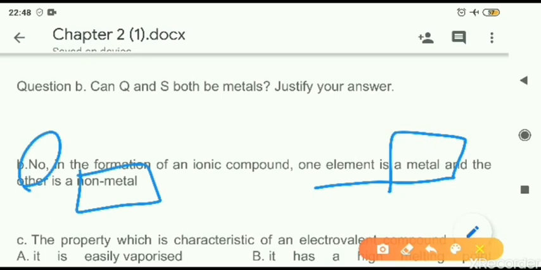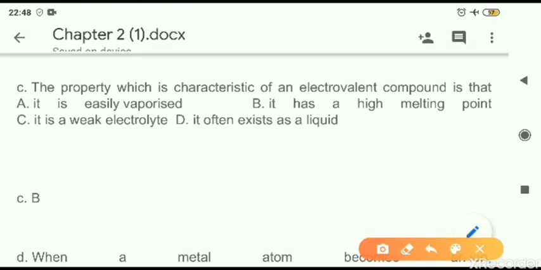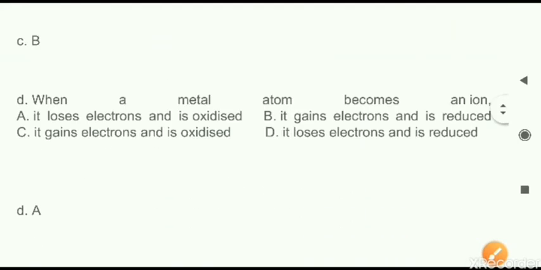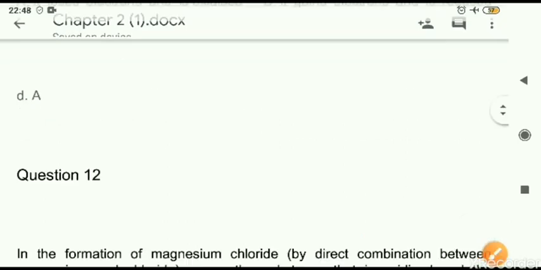So the answer is no. Next, the property which is characteristic of an electrovalent compound. Here four options are given. The property of an electrovalent compound is the fourth point, that it has a high melting point. Next, part D: when a metal atom becomes an ion, it is losing electrons and is getting oxidized. Next, question number 12.